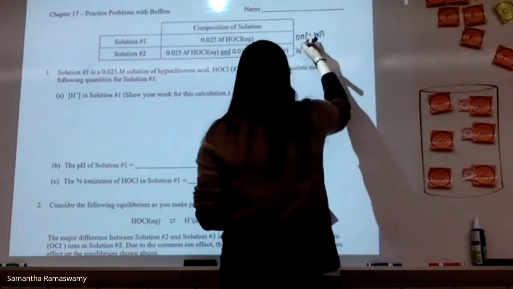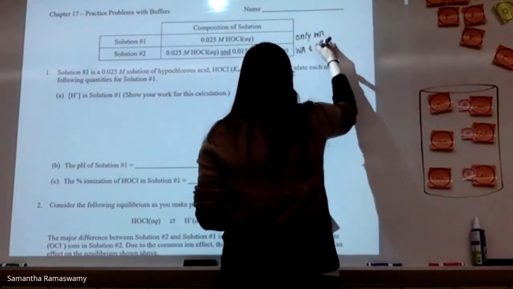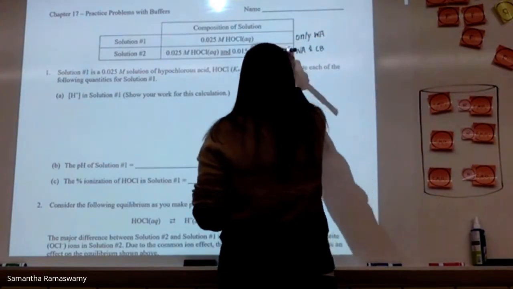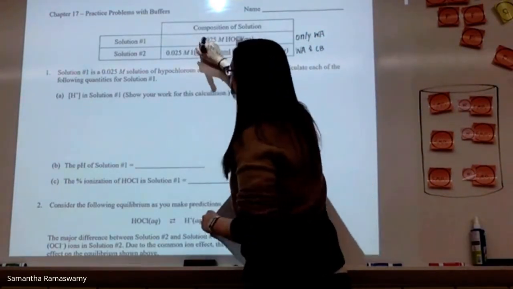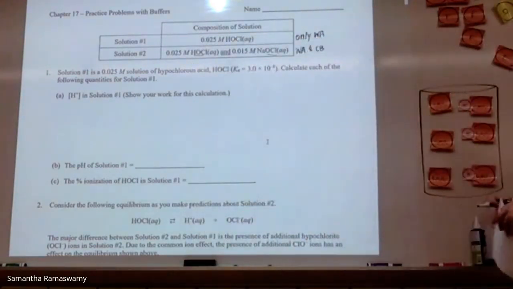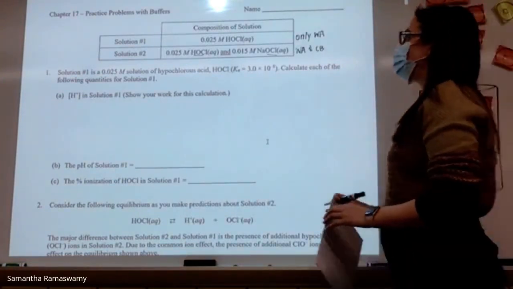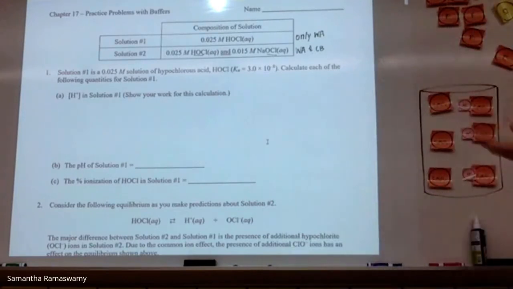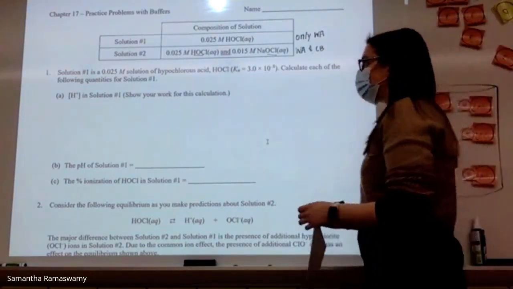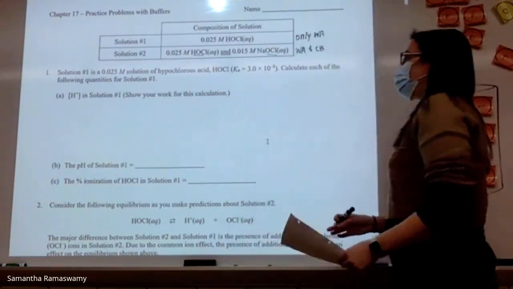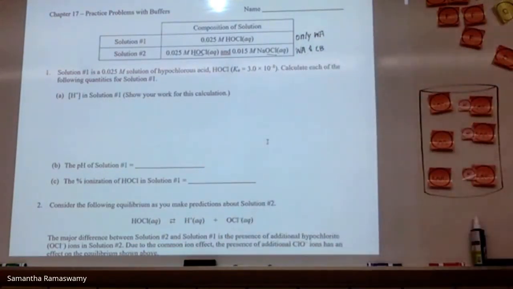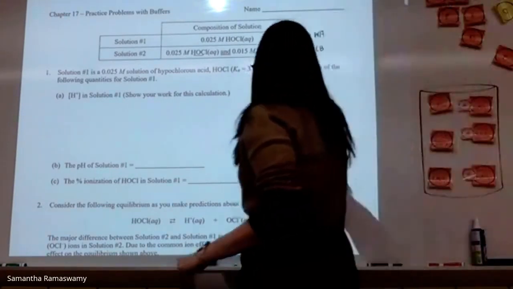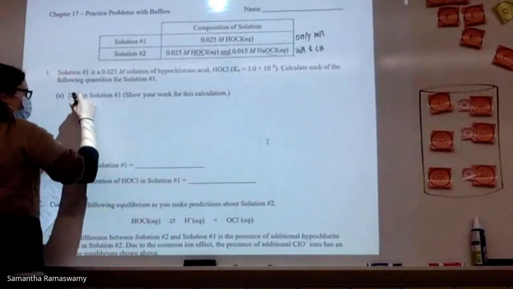Number 1 says solution 1 is a 0.025 molar solution of hypochlorous acid. They give us the Ka value. Calculate each of the following quantities for solution 1. A says the H plus in solution 1, show your work. In solution 1, all that we have in the container is a weak acid. If it's weak and we need to do any calculations, we're probably going to need an ice table.